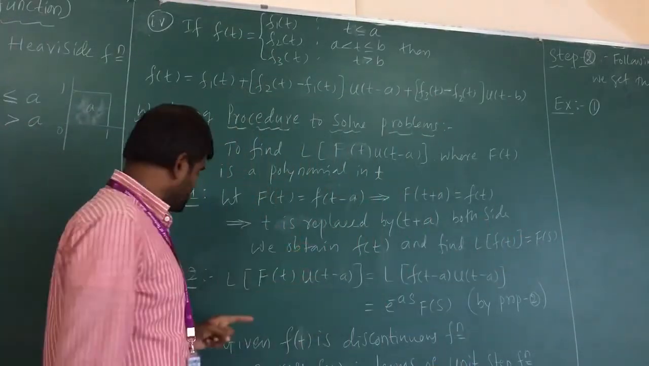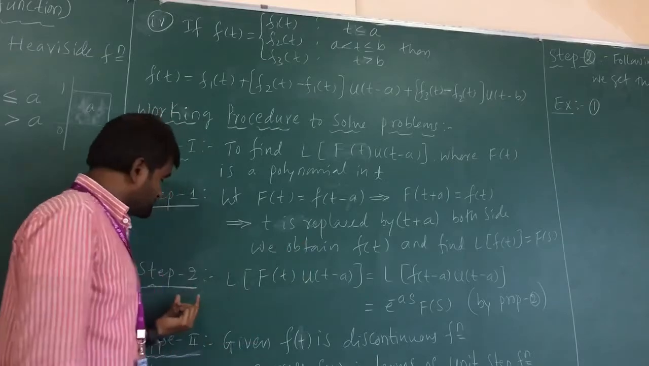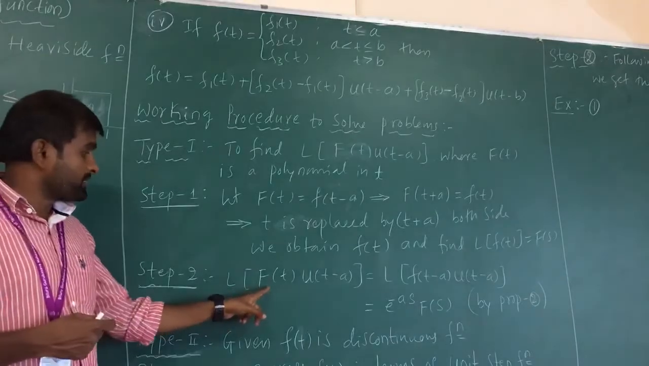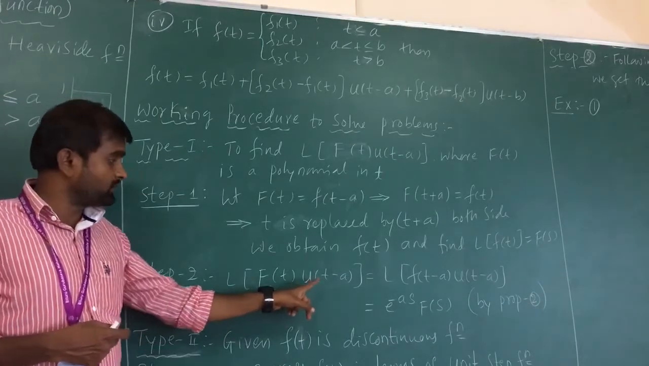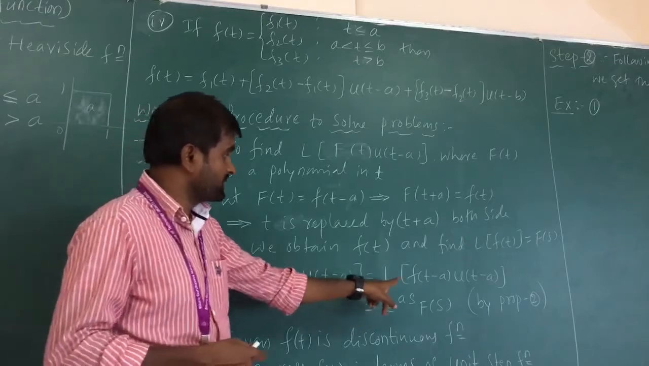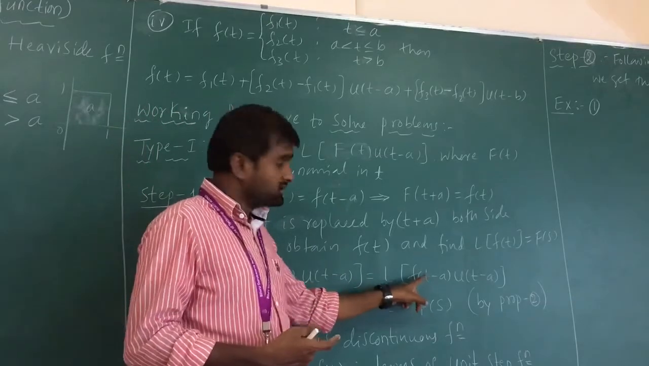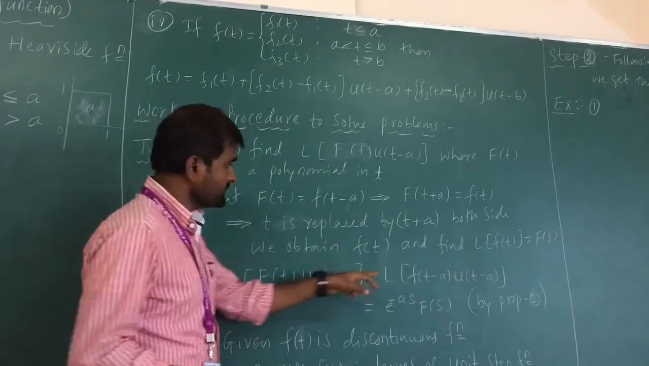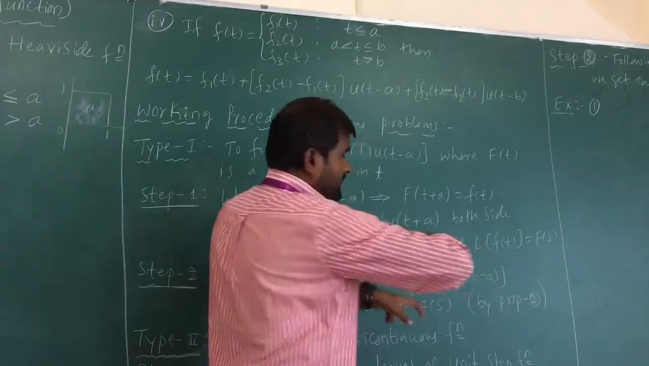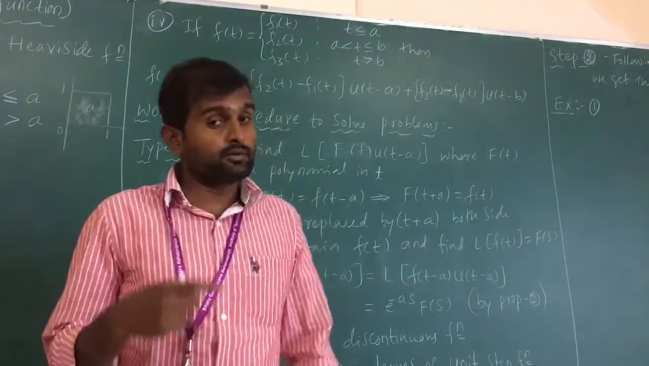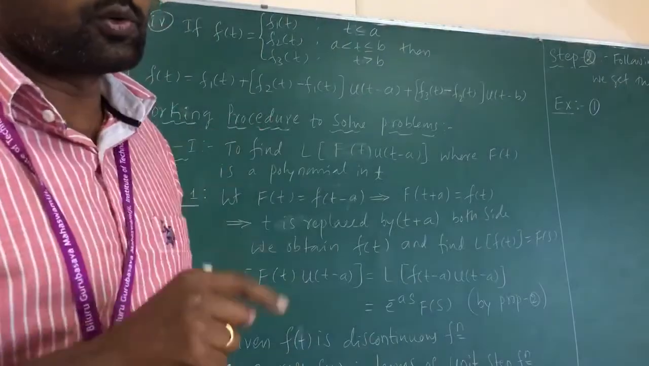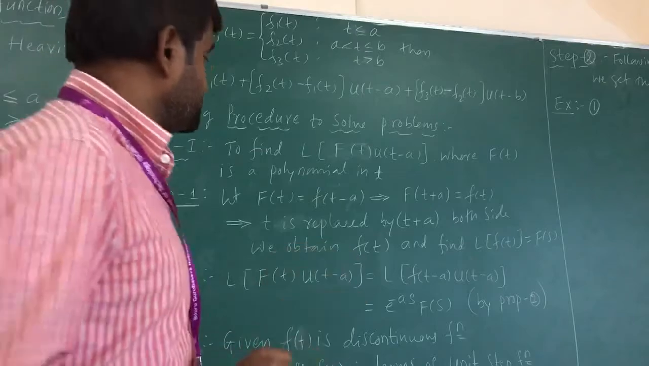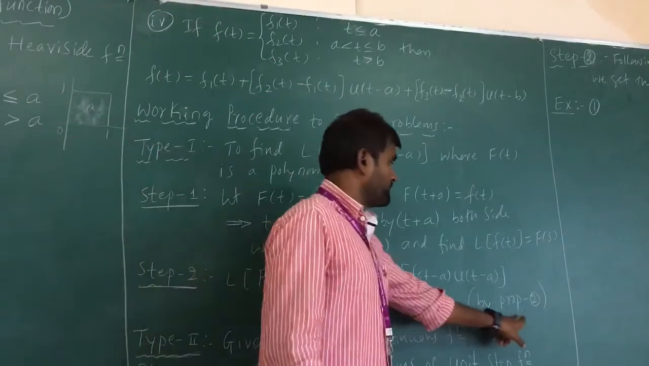Once you get F of s, now go to step 2. Step 2 is now from the property: L of capital F of t minus a into u of t minus a, right? This we know. L of f of t minus a into u of t minus a equal to e raised to minus as into F of s, by property 2.